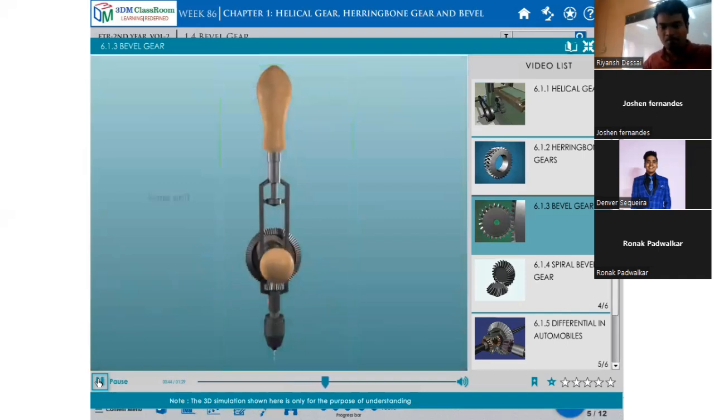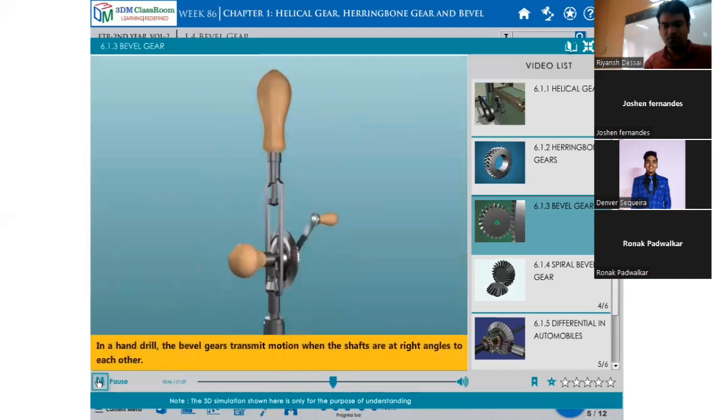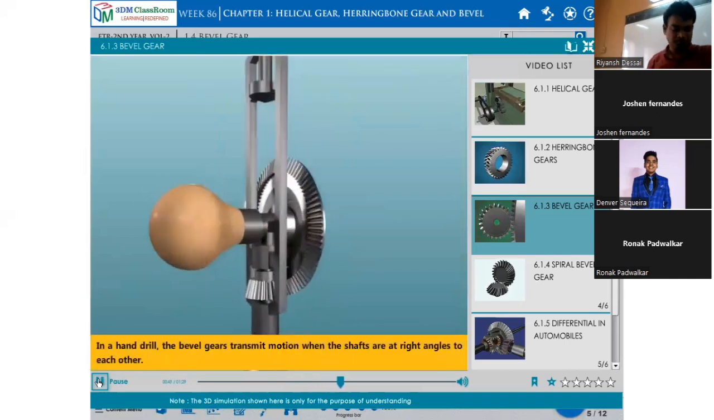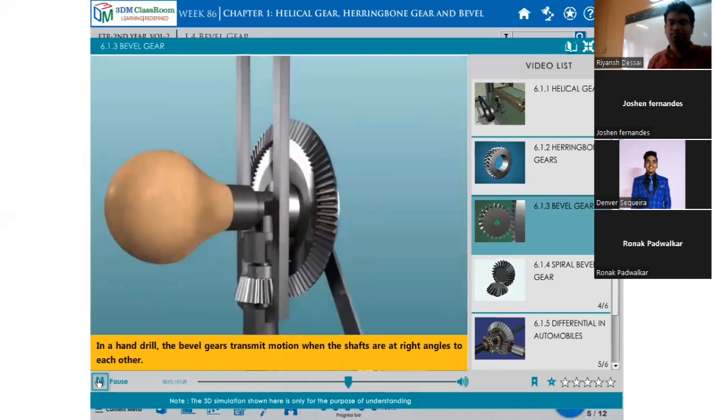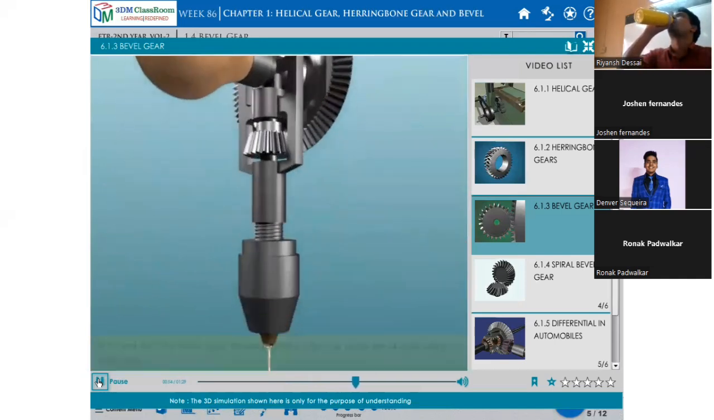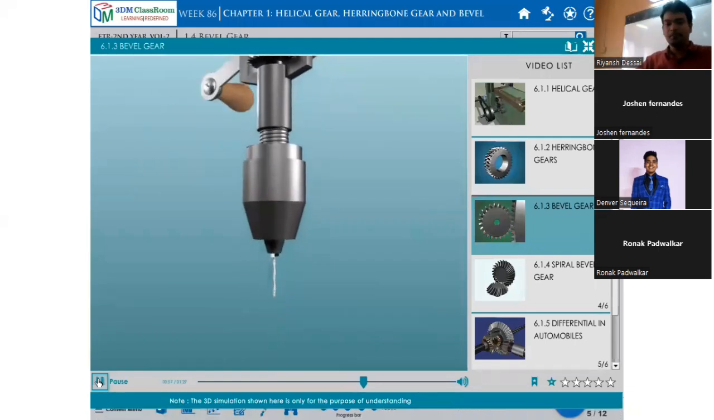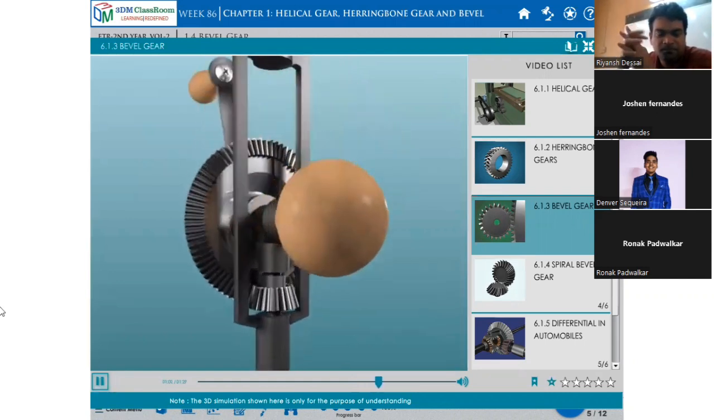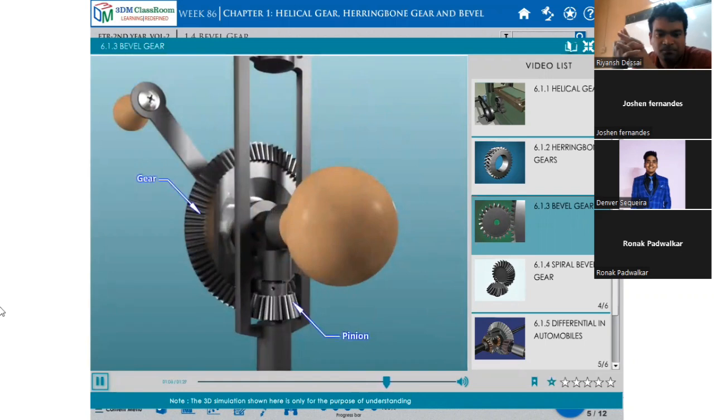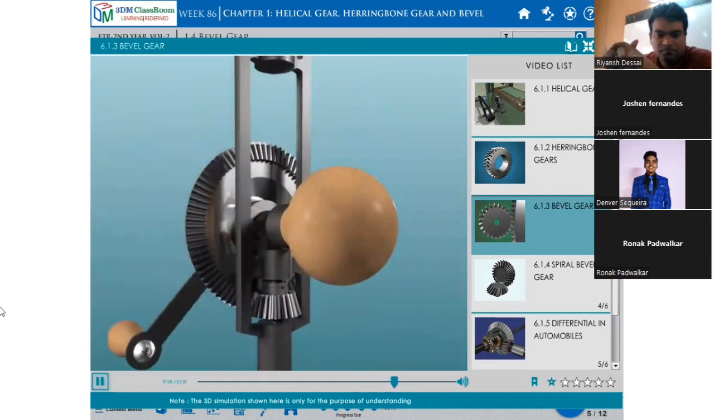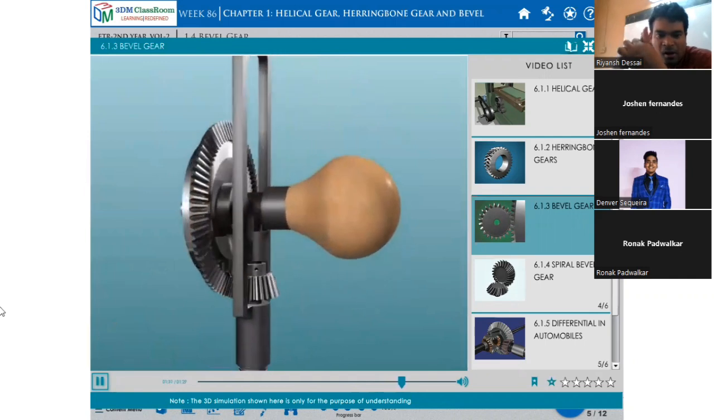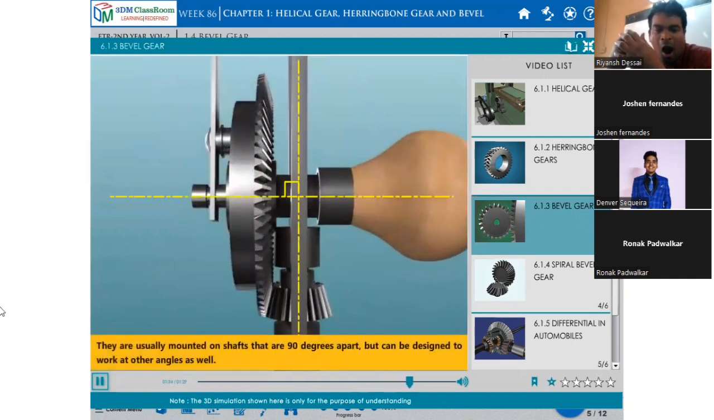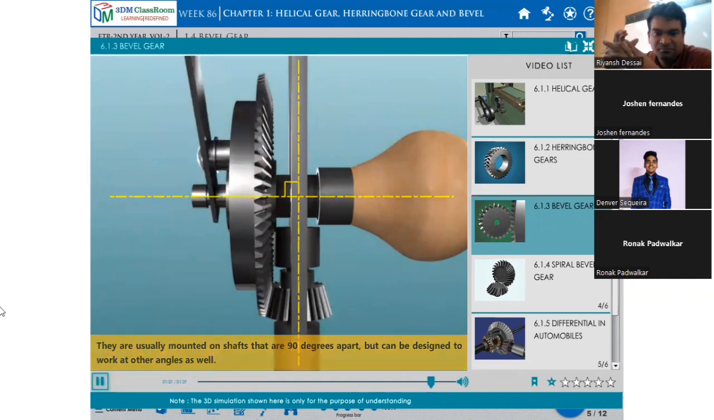Hand drill. In a hand drill, the bevel gears transmit motion when the shafts are at right angles to each other. They are usually mounted on shafts that are 90 degrees apart, but can be designed to work at other angles as well.